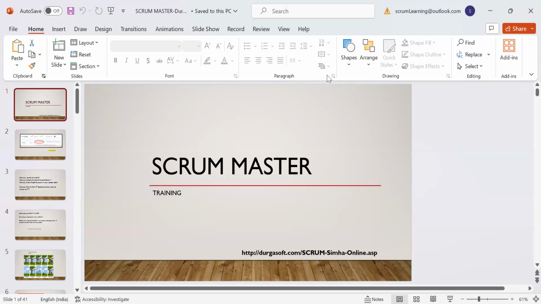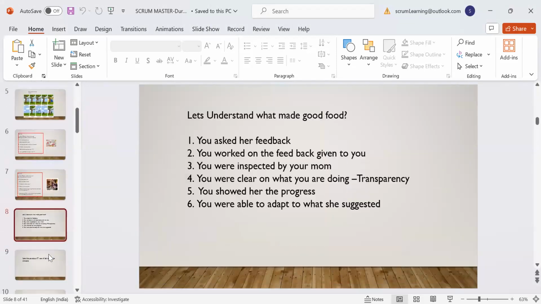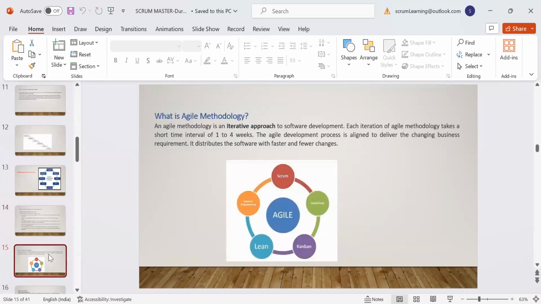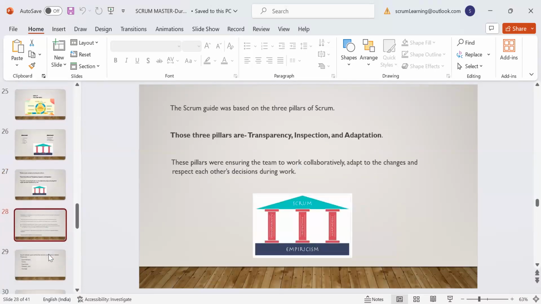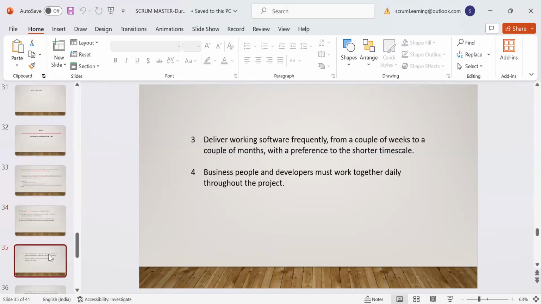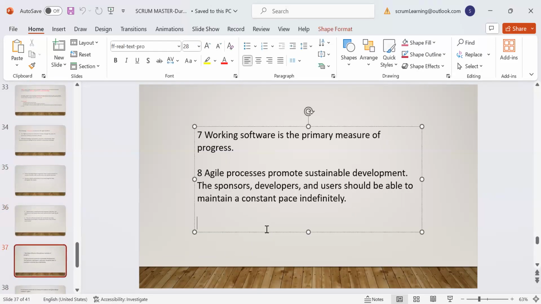Sir, there is one point that is not clear for me. In Agile principles and values, the 8th point, to promote sustainable development. Sponsors, developers, and users. There is one principle, yeah, this one. Agile process promotes sustainable development, and the sponsors, developers, and users should be able to maintain a constant pace indefinitely. This point is not clear for me, sir.